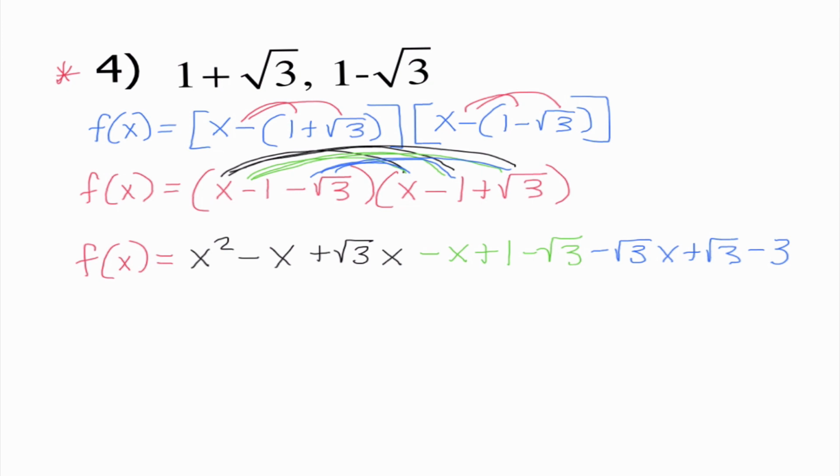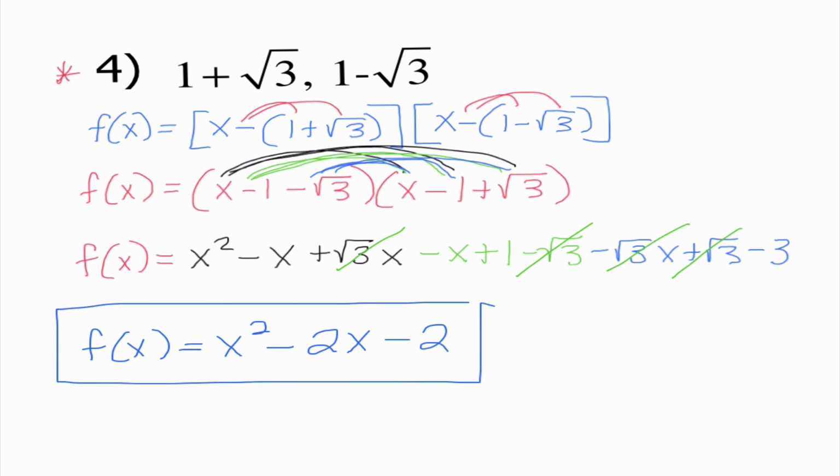In fact, when I go to add all my like terms together, I get f of x equals x squared. Okay, and I notice I have negative x, positive radical 3x, negative radical 3x. These radical 3x's cancel each other out, and I'm left with minus 2x. Then I need to add my constants together, and I have a 1 and a negative 3, and a negative radical 3 and a positive radical 3. Once again, these radical 3's cancel each other out, so I have 1 minus 3, which is negative 2. So our answer is f of x equals x squared minus 2x minus 2.